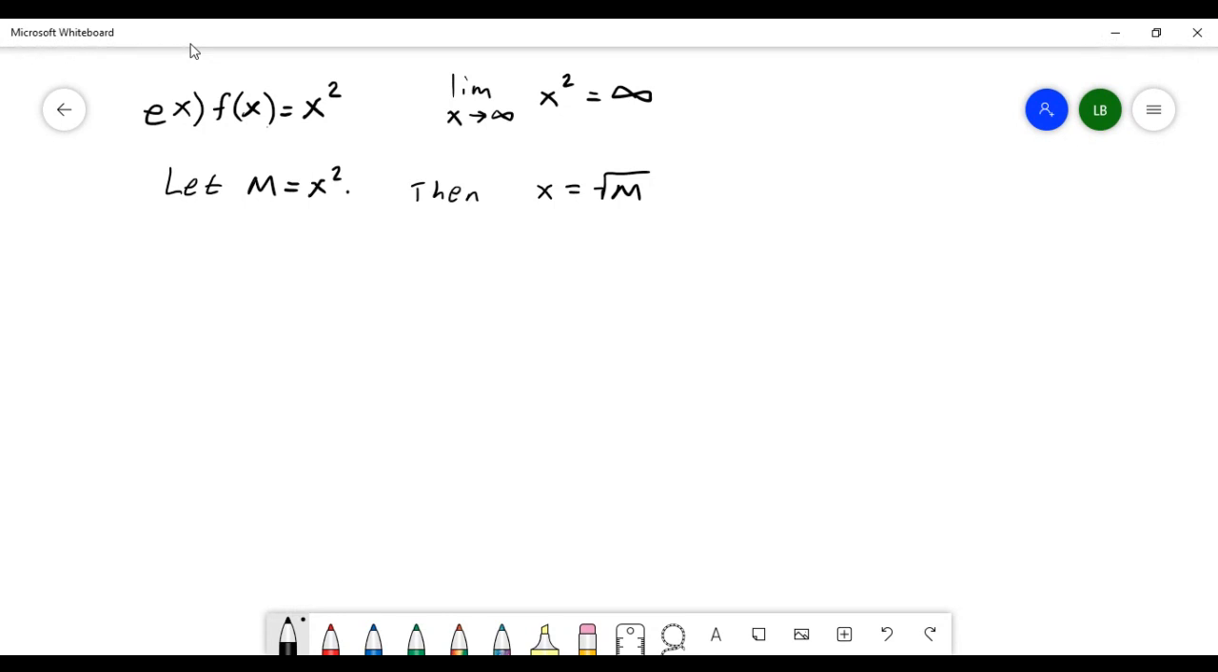But actually, we want to start off by taking f of n. So we want to let f of n equal to, just plug an n in wherever there's an x. So if we let m equal to n squared, then n is equal to the square root of m. And then we can choose that to be our n value for any m that we're given.